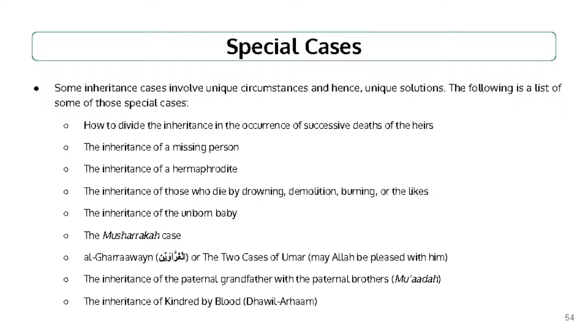So that's the situation. The musharaka case, we're going to talk about that is the Gharrawain or the two Umar cases, this unique case of Khilafah Umar that happened. Inheritance of paternal grandfather and paternal brothers, and some difference of opinion amongst the ulama regarding that. And the last one is inheritance of the kindred blood or the maternal heirs.